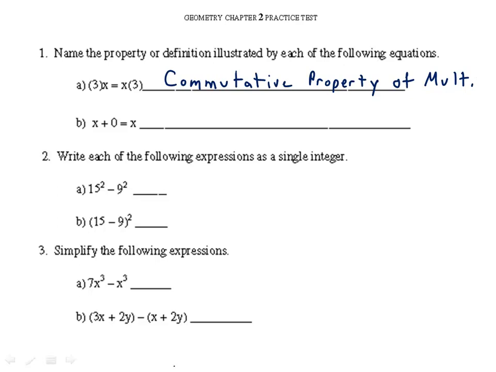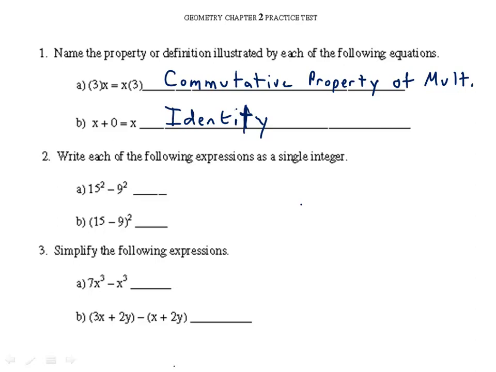And what is this? This is the identity for addition, part B, because when I add 0 to something, it does not change its value. Alright, so that's the identity, additive identity specifically. Alright, you have to follow order of operations, and that's what number 2 is about.